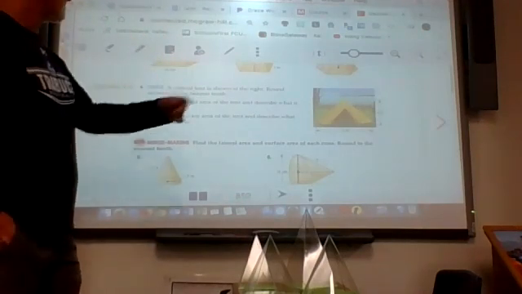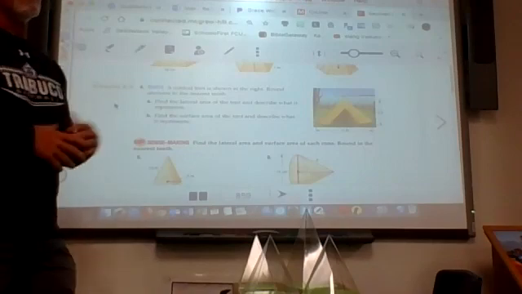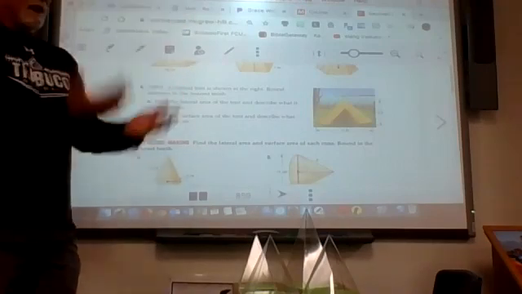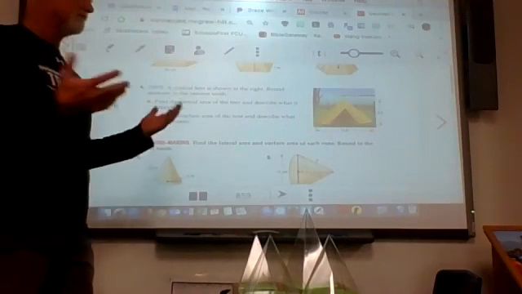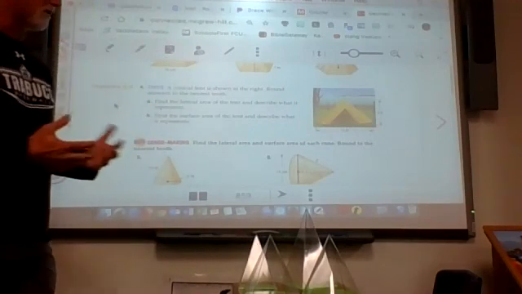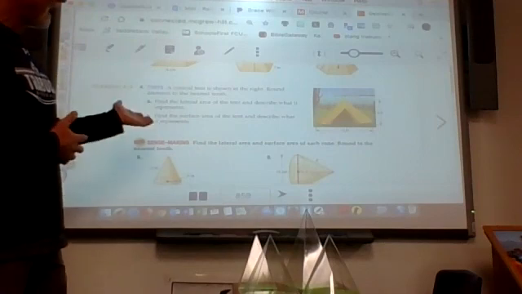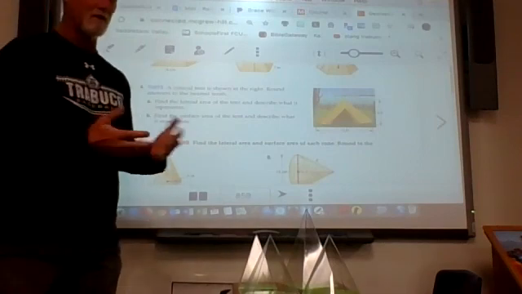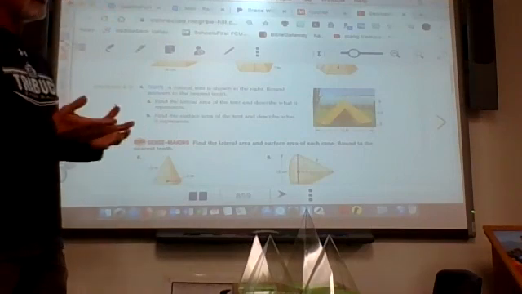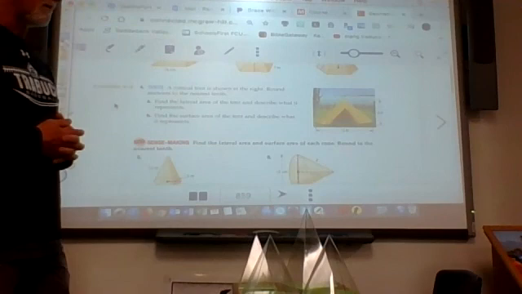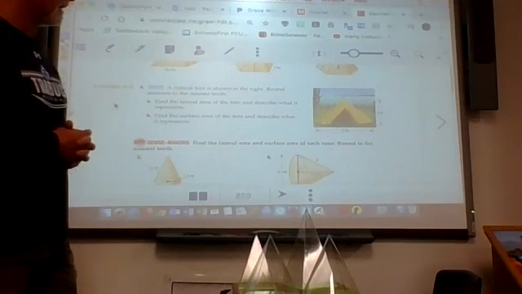Now, it says find the surface area of the tent, describe what that represents. Well, that's the walls of the tent and then the floor. Now, if it's a teepee, most of the time there's not a floor other than dirt. But in tents, usually tents do have a bottom to it. And so when you have the surface area, it includes the base of the tent or the bottom of the tent. So just keep that in mind.